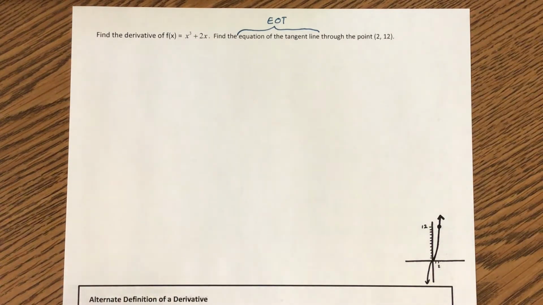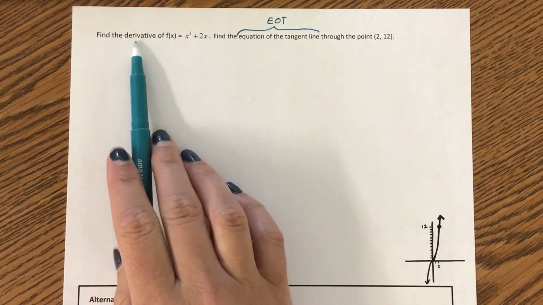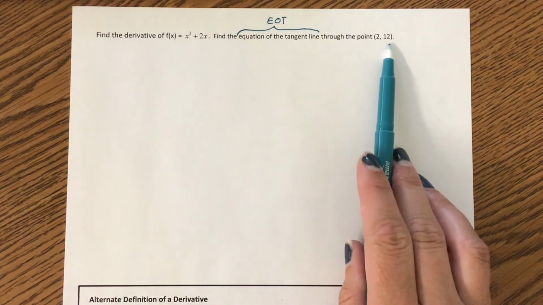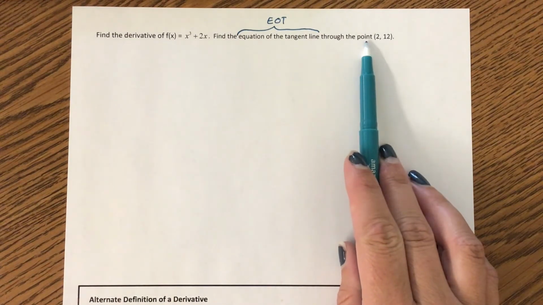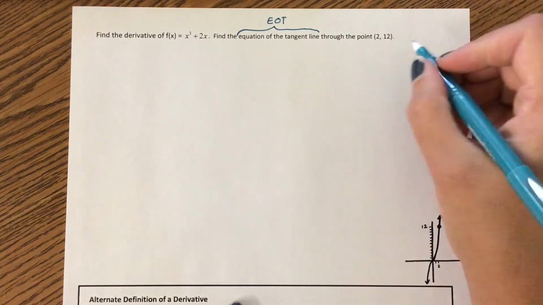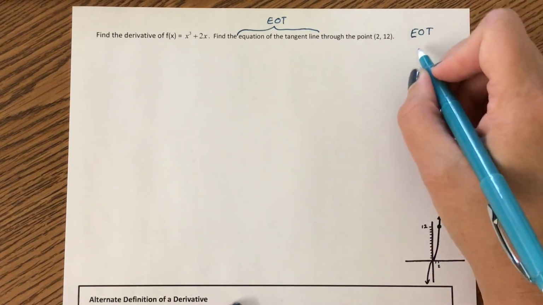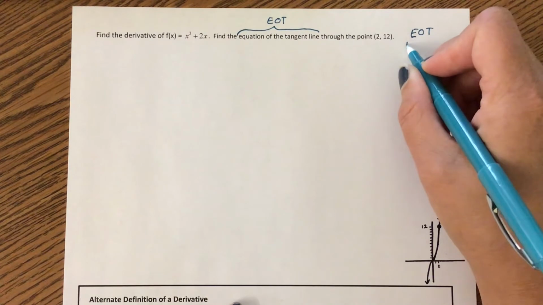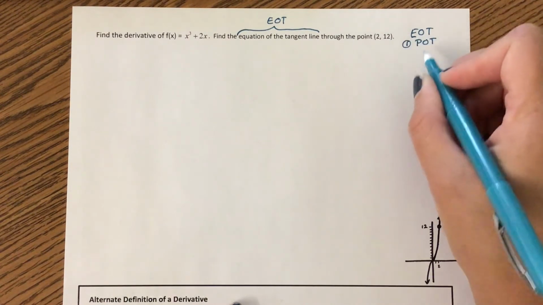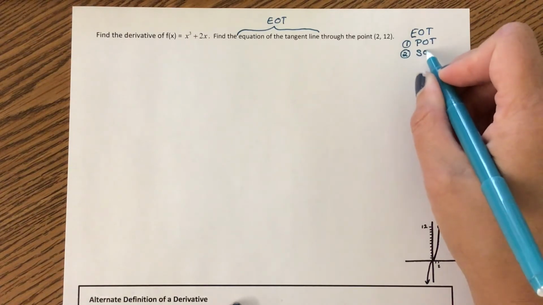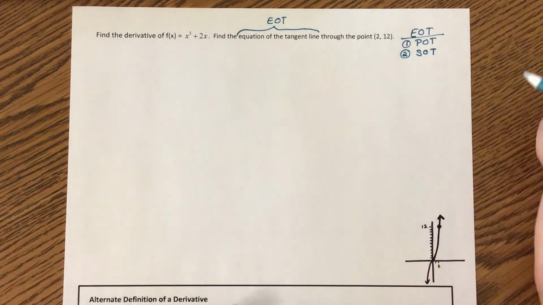We need the slope of the tangent line. We find the slope using the derivative of our function. We also need the point of tangency, and the point of tangency is over here. So we need a point and we need a slope. So EOT, anytime we're looking for an equation of a tangent line, we need two things. We need the point of tangency, which is given to you, and the second thing you need is the slope of the tangent line. So for equation EOT, you need POT and SOT.